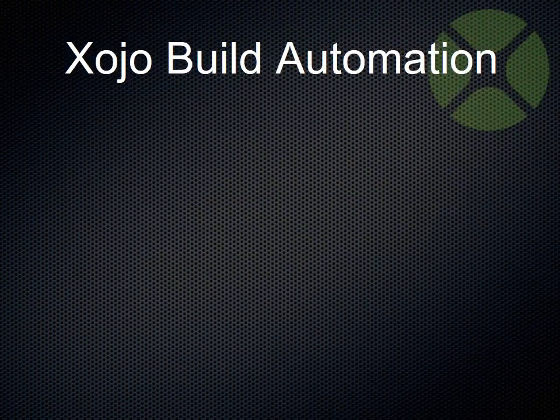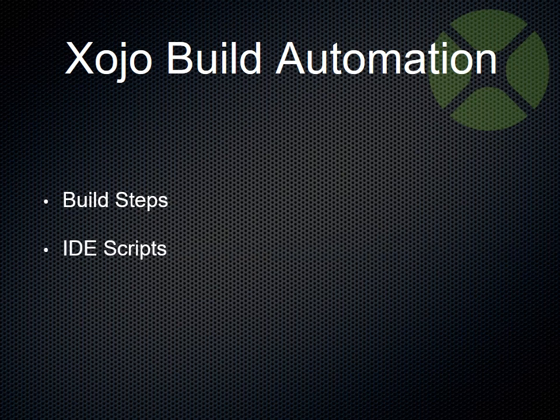So Xojo has 3 different ways to help you automate your build process. We have build steps. These are things that are actually built right into the project, and you can copy files and ask questions and that kind of thing. There are IDE scripts, and these actually live either in a scripts folder next to the IDE or next to the project. So they can still be project specific, but they can do more complicated things. And then there's the IDE Communicator, and this one there's a lot of confusion surrounding how this works, and I'll do some examples of how that works later.